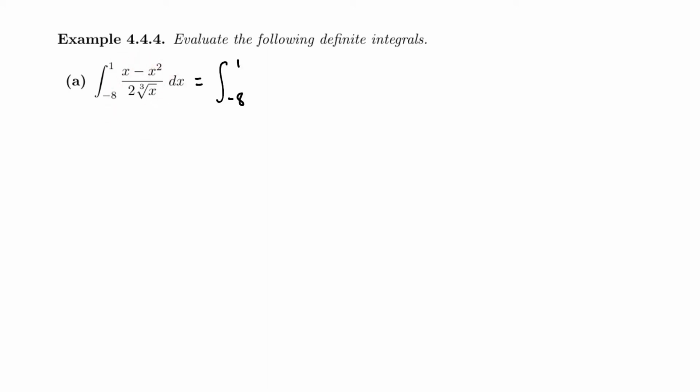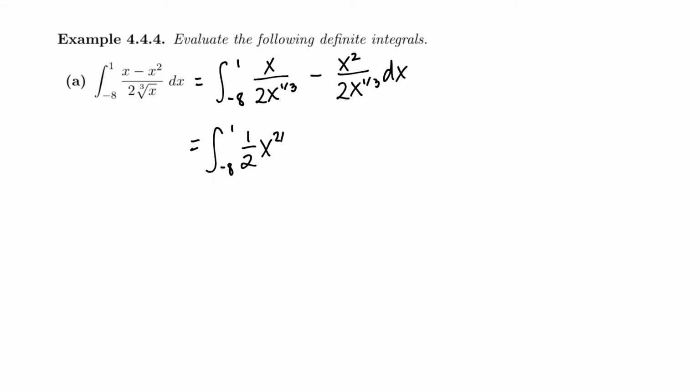So I'm going to keep my bounds on here. This is x over 2x to the 1/3 minus x squared over 2x to the 1/3 dx. If we simplify that, this is 1/2 x to the 1 minus 1/3, which is 2/3, minus 1/2 x to the 2 minus 1/3, which is going to be 5/3. So I haven't done any integration yet. At this point, all I've done is simplify it with algebra.